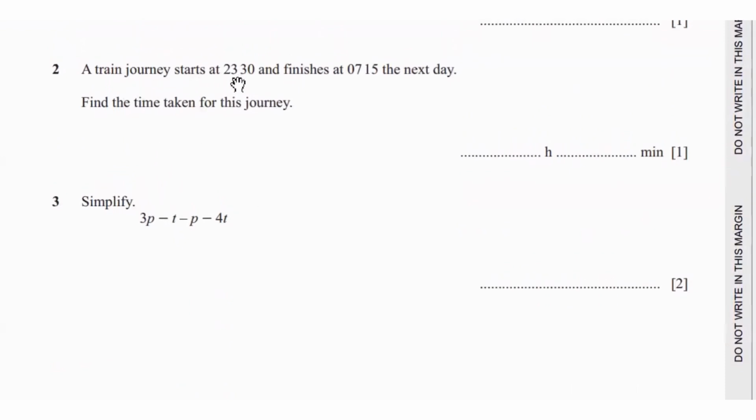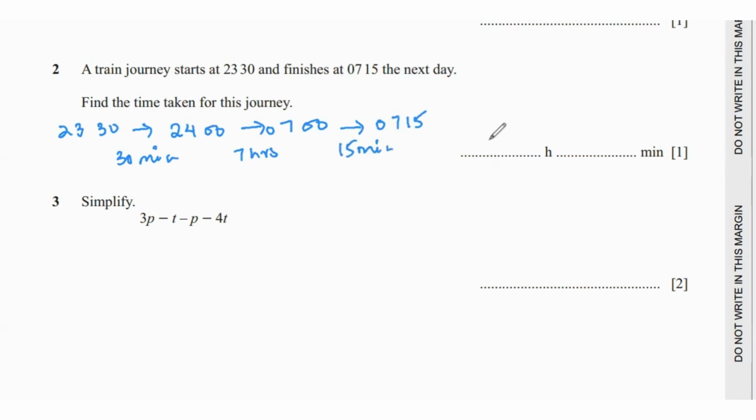Question 2 says, a train journey starts at 23:30 and finishes at 7:15 the next day. Find the time taken for this journey. So if we're starting at 23:30, from 23:30 to 24 is 30 minutes. Now from 24, we're going to 7:15. So for 7, we're covering 7 hours. And then to 7:15, we're covering 15 minutes. So in total, that's 7 hours and 45 minutes.